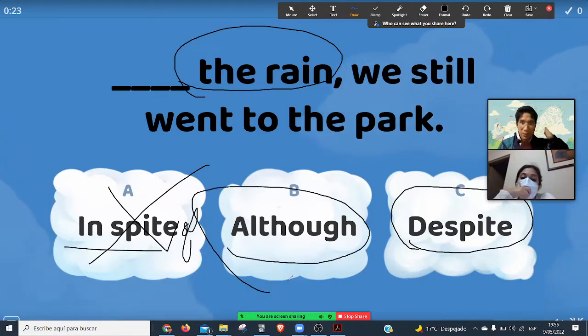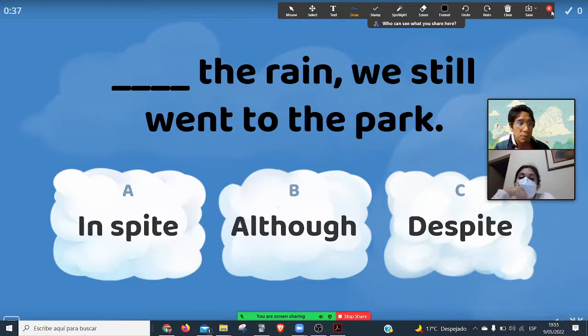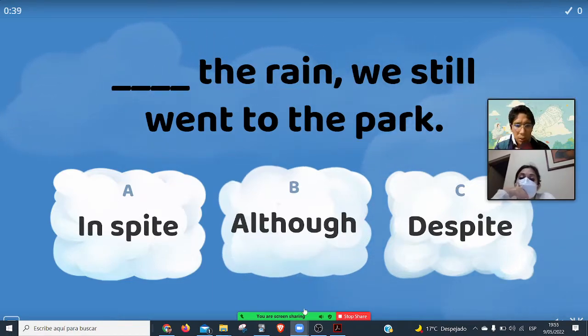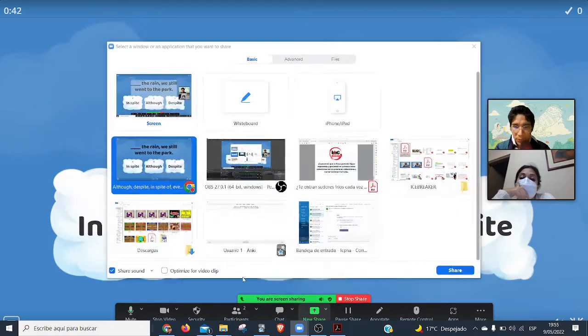Analicemos. The rain, we still went to the park. Aunque la lluvia, nosotros fuimos al parque o a pesar de la lluvia fuimos al parque. ¿Cuál tiene más sentido? ¿Un although o un despite? Despite. Un despite. Tú lo has dicho. Let's go here. 1 second. You can see, right? Me sale que no. Sí se ve.